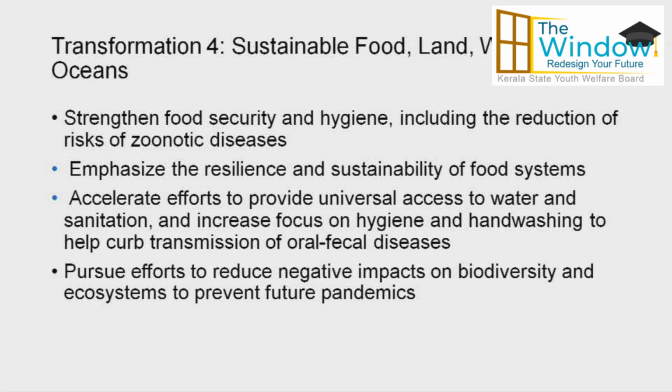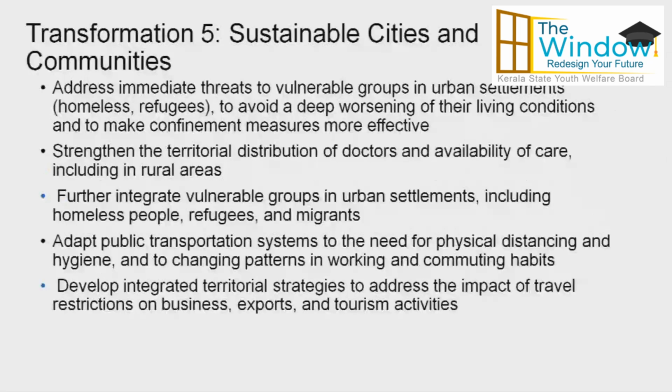Transformation 4 is related to sustainable food, land, water and oceans. In this case, we can strengthen food security and hygiene, including the reduction of risk of zoonotic diseases. Emphasize the resilience and sustainability of the food system. Accelerate efforts to provide universal access to water and sanitation and increase focus on hygiene and hand washing to help curb transmission of oral-fecal diseases. Pursue efforts to reduce negative impacts on biodiversity and ecosystems to prevent future pandemics.